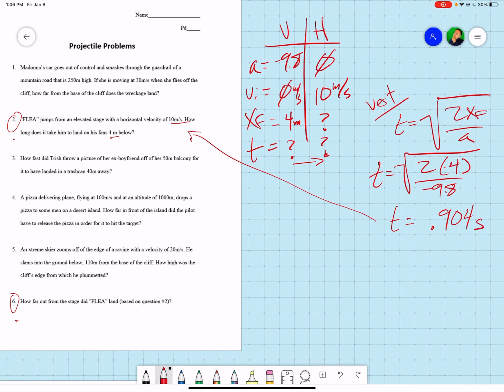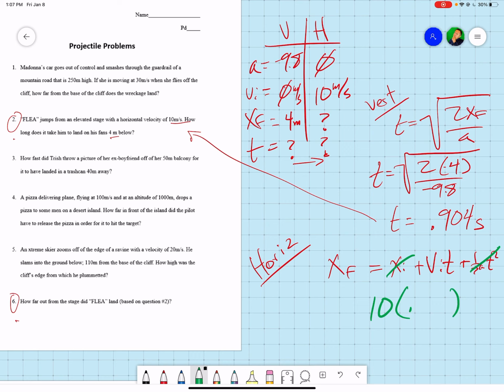But let's take it a step further and do number 6. So horizontally, we're still going to use the big ugly. But the acceleration is always 0 for horizontally, and there's no initial position given. So really, it's just vi times t. So we got vi, which was 10, times t, which we just figured out is 0.904. So that means our horizontal xf will be equal to 9.04 meters. All righty, there you go.